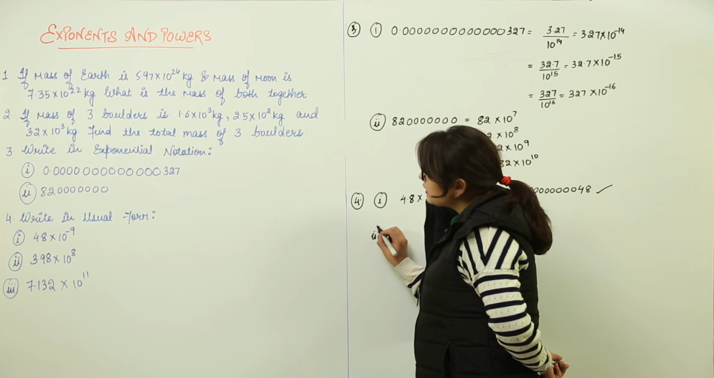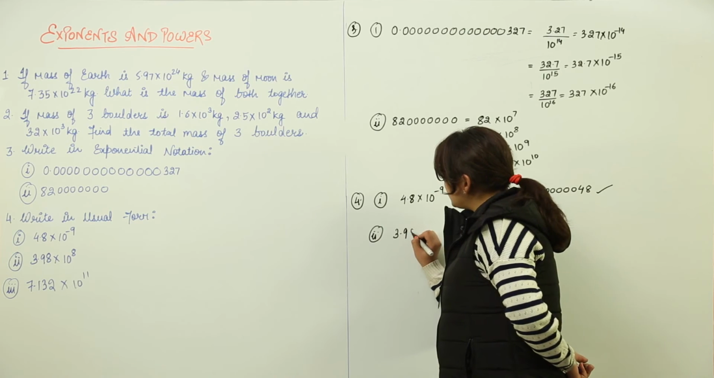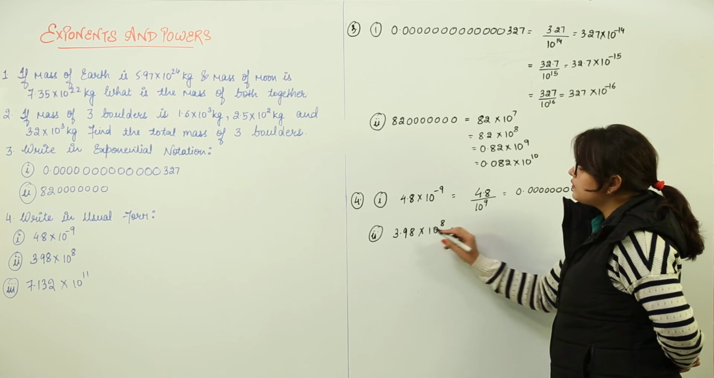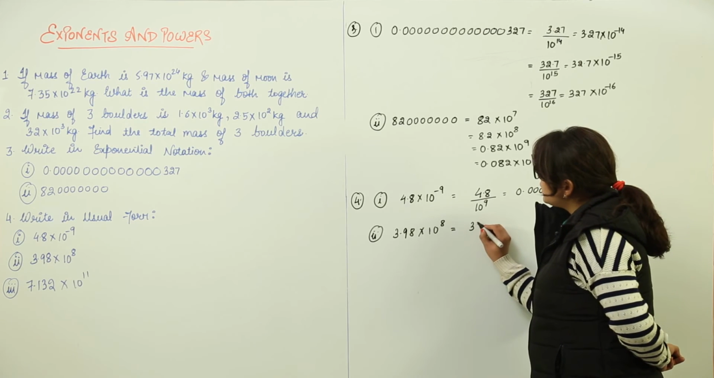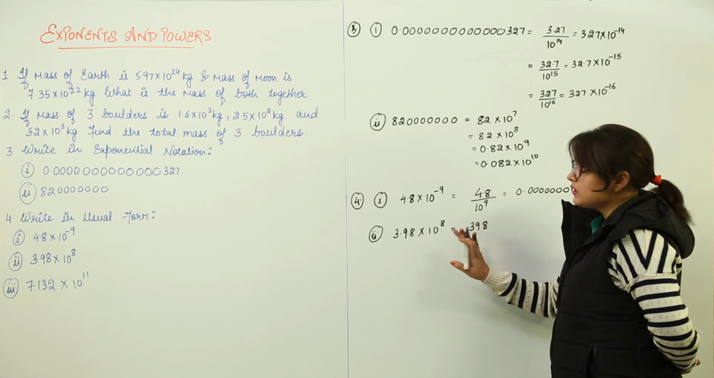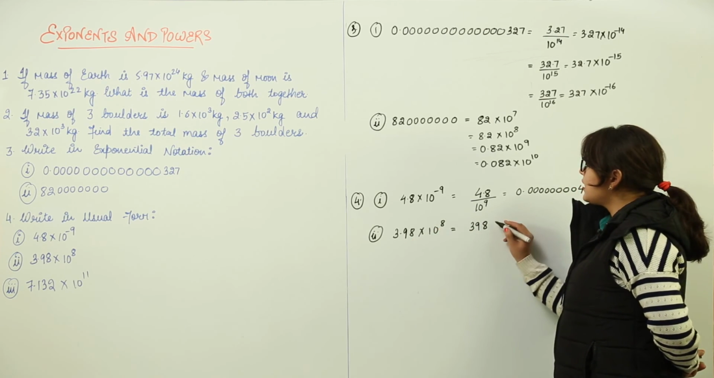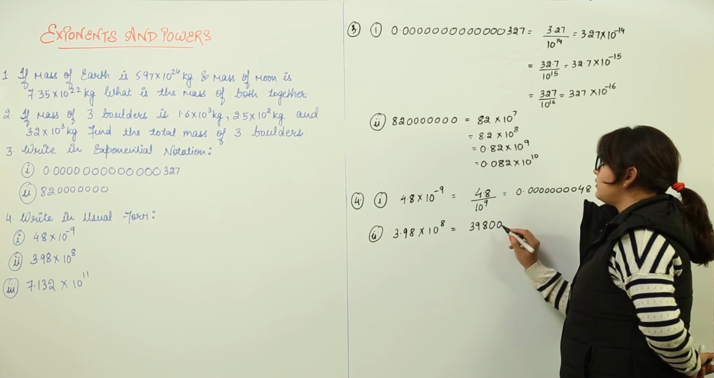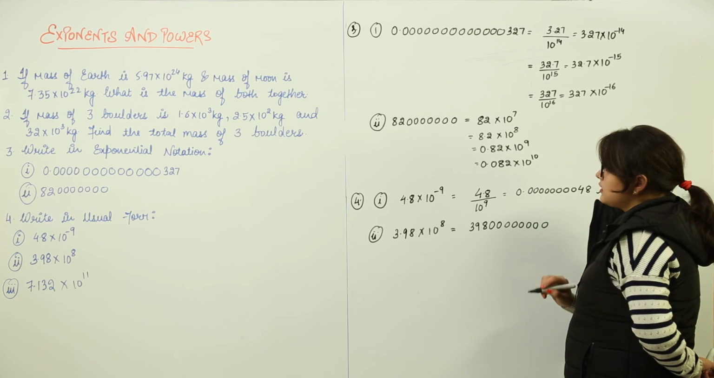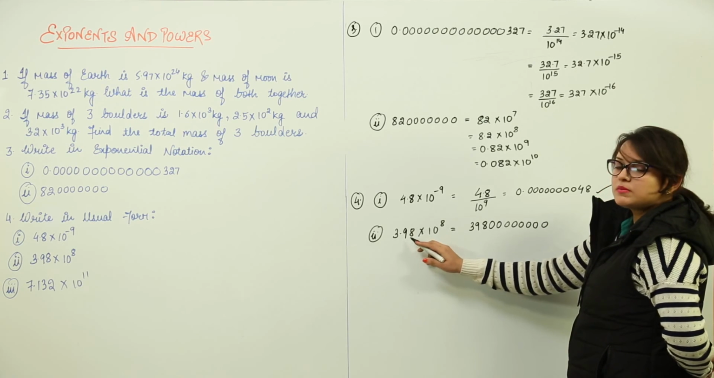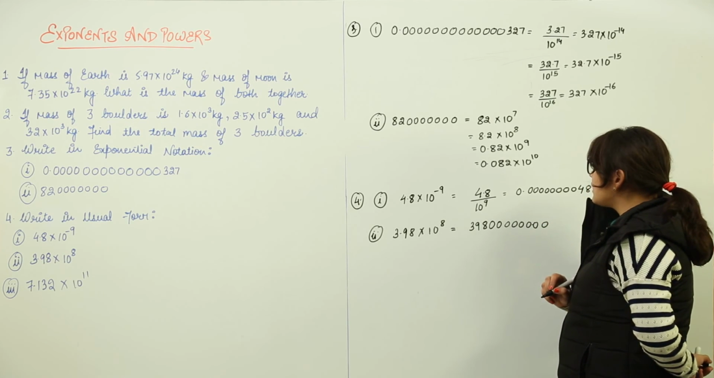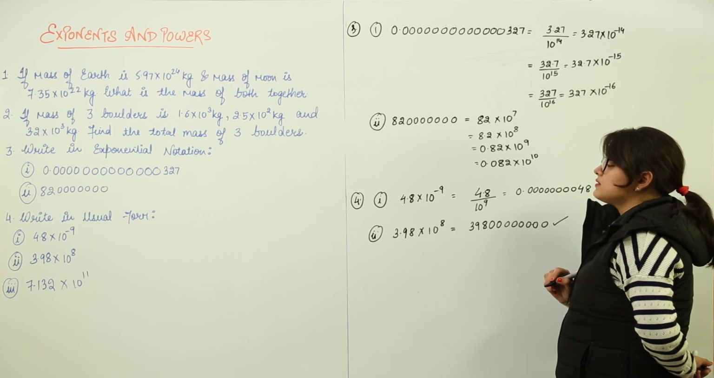Similarly, the next part, which says 3.98 into 10 raised to power 8. Now, how do we write this? We will write 398. It has a positive power only. Just write the number, then write as many zeros depending on the power. Write 8 zeros: 3, 4, 5, 6, 7, 8. We have written 8 zeros. How many decimal places was it asking for? 2. So we make the point at the 2 decimal place. Now this is the answer.